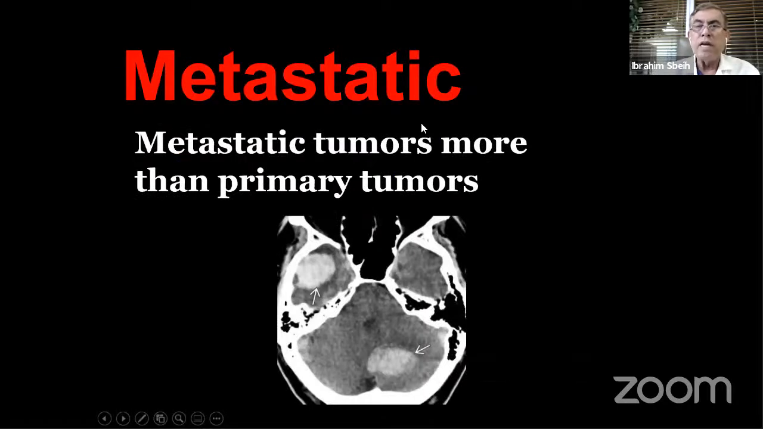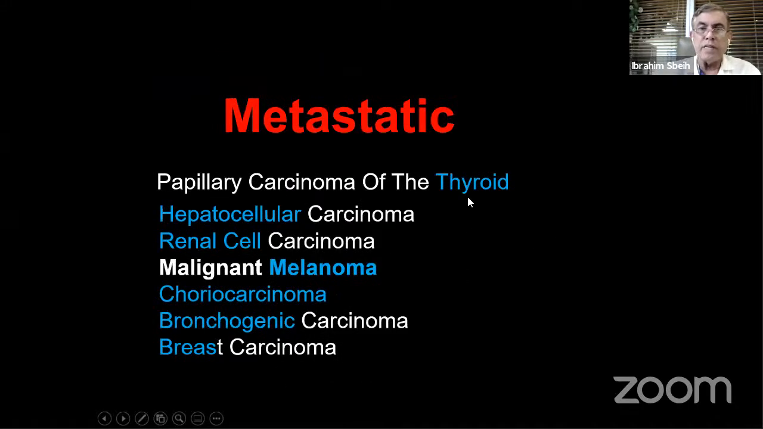As I said, and as Ala alluded to, metastatic tumors are much more common to have a bleed than other primary tumors, as we said before. And as I said, thyroid, hepatocellular, renal, melanoma, choriocarcinoma, pharyngogenic, breast, and hence what Ala was alluding to, examination. It is not enough. People are forgetting to take a good history and physical examination because we have ready CT, MRI. People look at it and they go for action. This is wrong. We have to go to the basics. We have to think about differential diagnosis, about history taking, about physical examination.